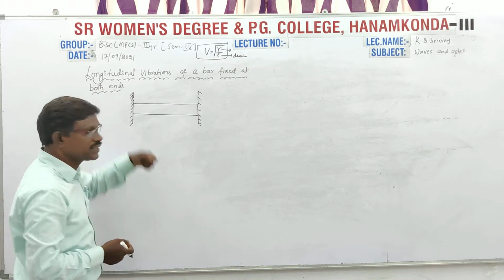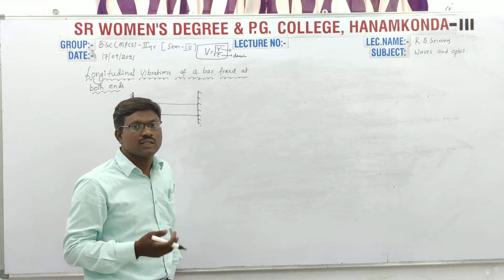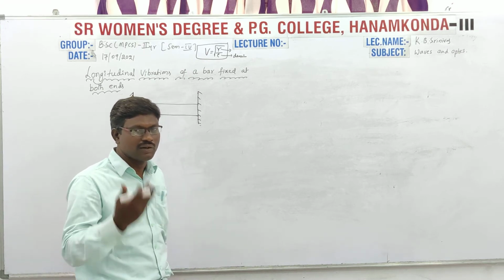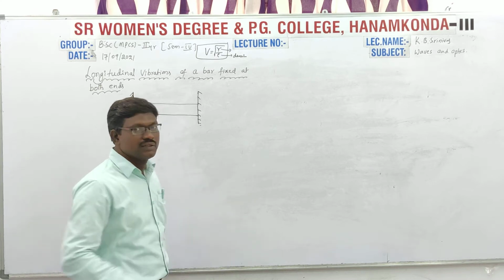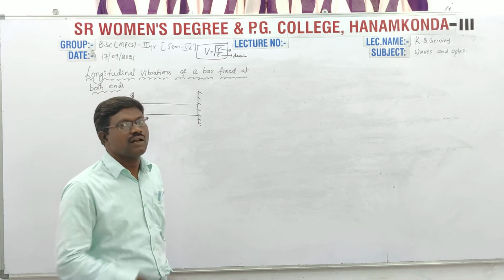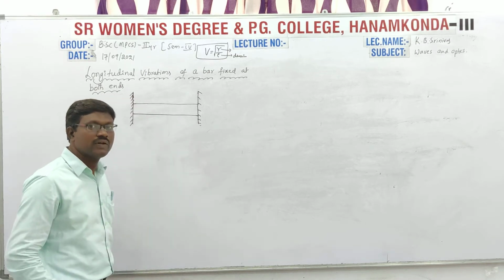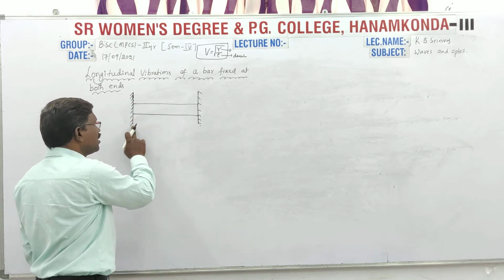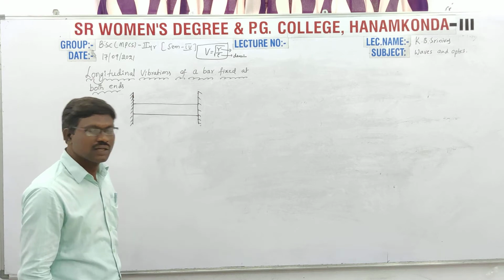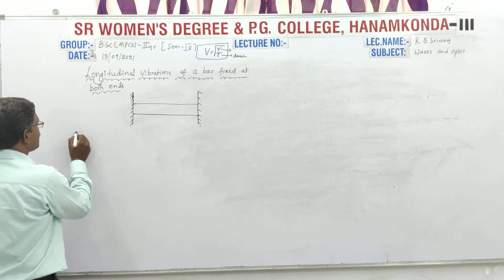If it is vibrated, imagine the bar is producing some longitudinal vibrations. I want to calculate the frequency of the longitudinal vibrations in this particular case. What is our case? Both the ends of the bar are rigidly fixed. Clear?